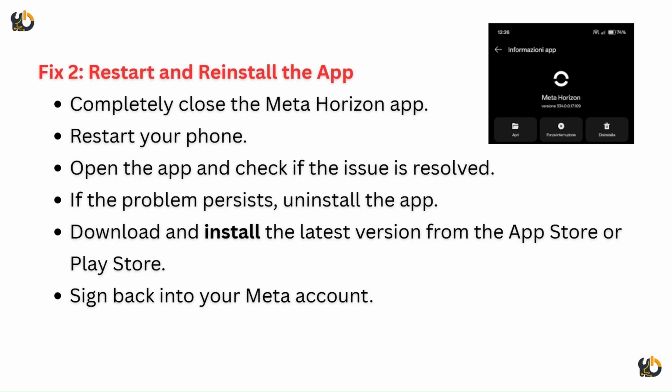Fix 2. Restart and reinstall the app. Completely close the Meta Horizon app. Restart your phone. Open the app and check if the issue is resolved. If the problem persists, uninstall the app. Download and install the latest version from the App Store or Play Store. Sign back into your Meta account.